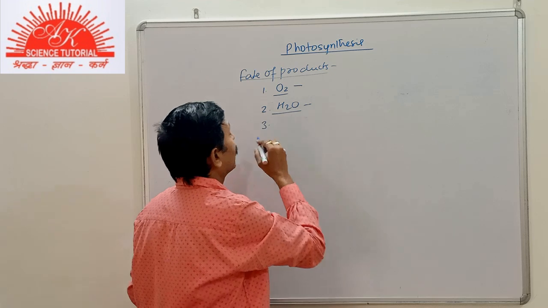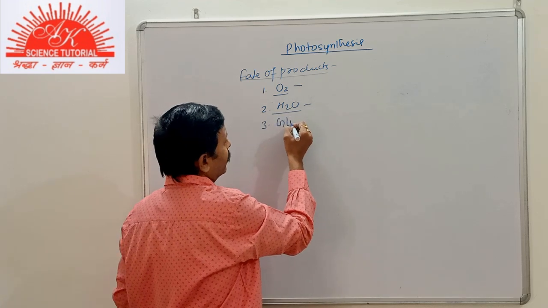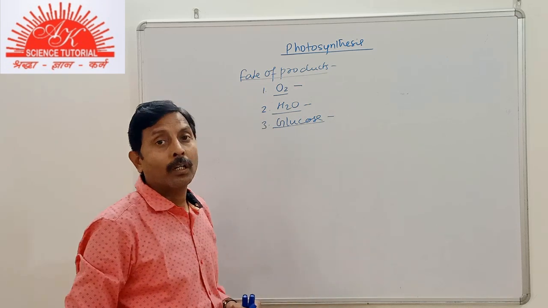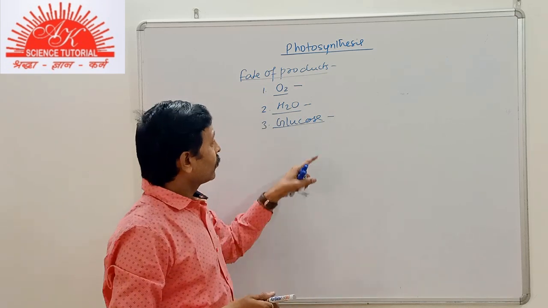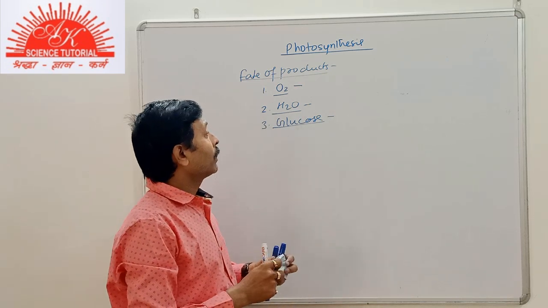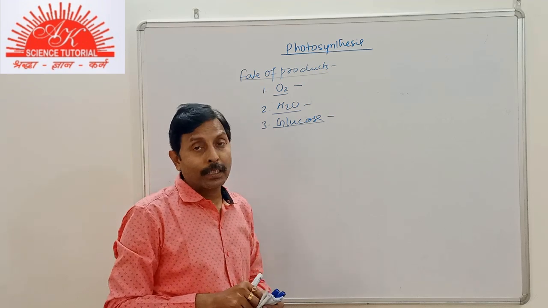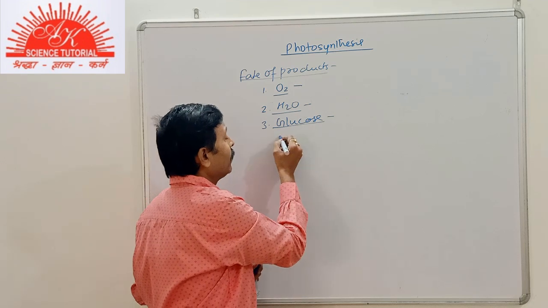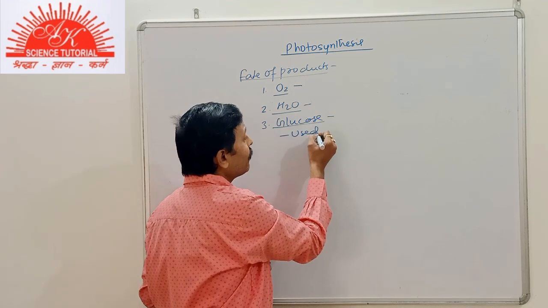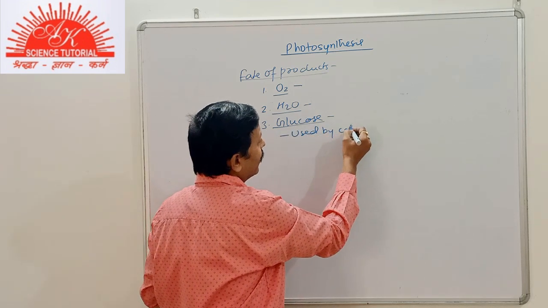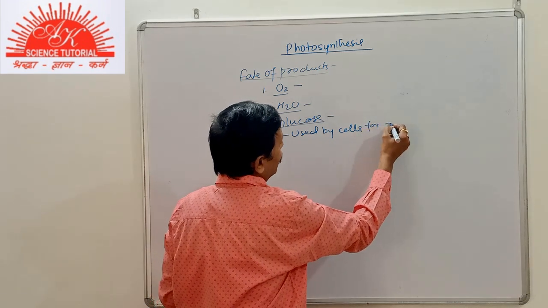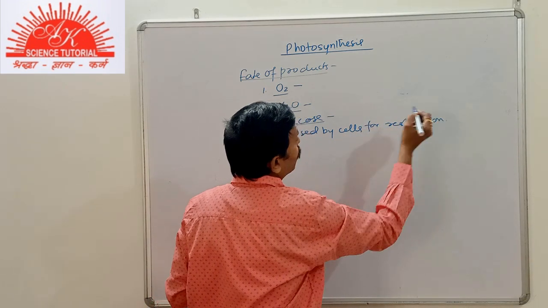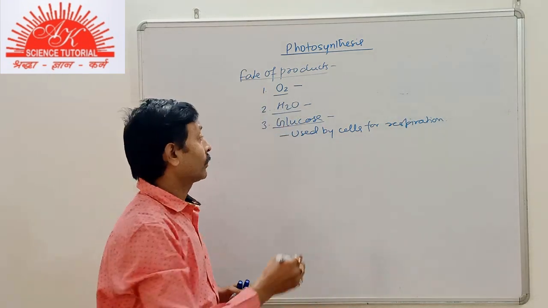Third, the glucose. Glucose, as you know, is the product which is also used in the respiration process. So it is used in different ways. For example, it is used directly by the cell, used by cells for respiration, that is for production of energy.